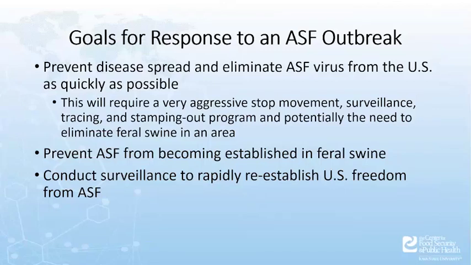So the goals for a response to an ASF outbreak are to prevent the disease spread and eliminate ASF virus from the U.S. as quickly as possible. And this will require a very aggressive stop movement, surveillance, tracing, and stamping out program, and potentially the need to eliminate feral swine in an area, if possible. Another goal is to prevent ASF from becoming established in feral swine. Once it's established in feral swine, it's very, very difficult to eliminate it. And to conduct surveillance, eventually, to rapidly reestablish the U.S. as free of African swine fever.